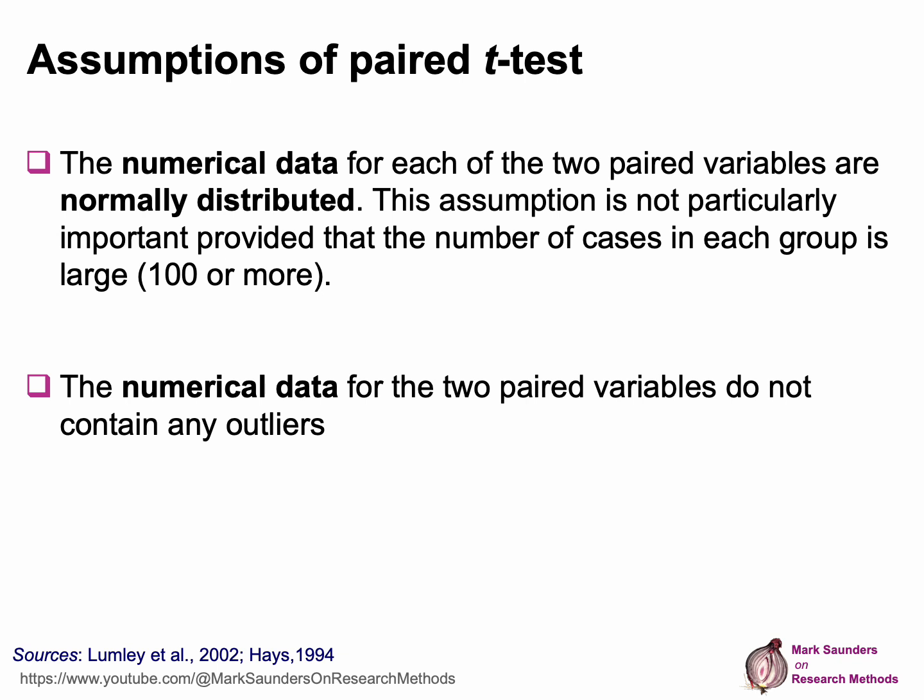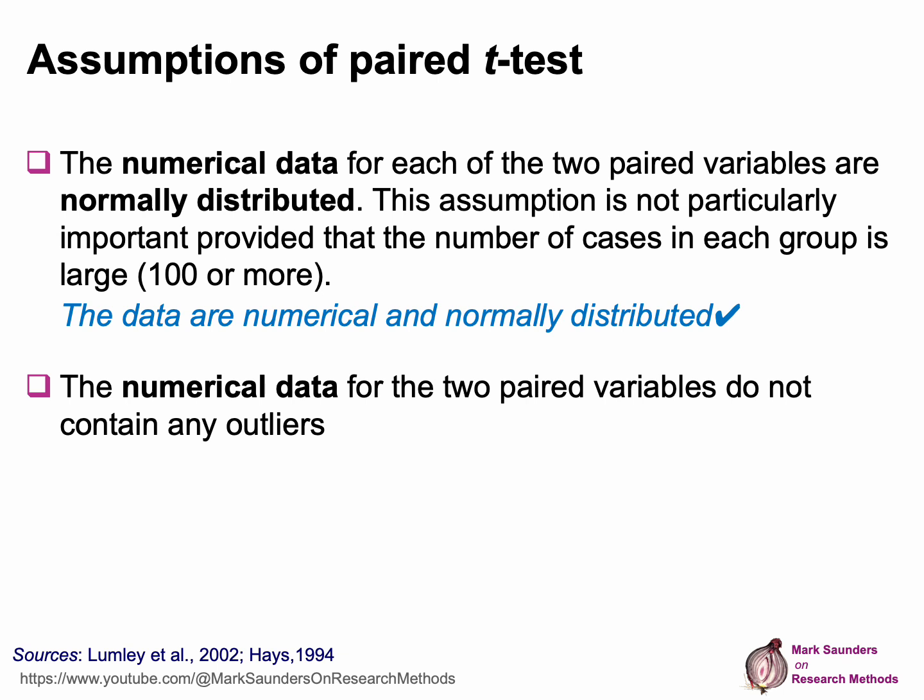If we're going to use a paired t-test, we have to satisfy a number of assumptions. The first is that our numerical data for each of the two paired variables must be normally distributed. And Hayes tells us that this assumption is not particularly important, provided the number of cases in each group is large, 100 or more. Fortunately, for our data set, the data are numerical and they're normally distributed.